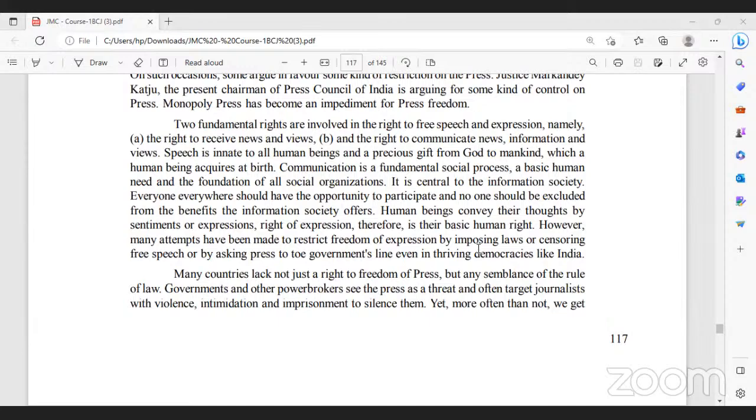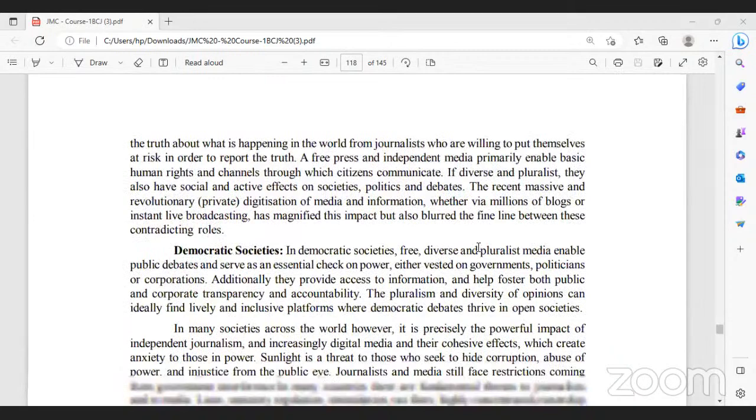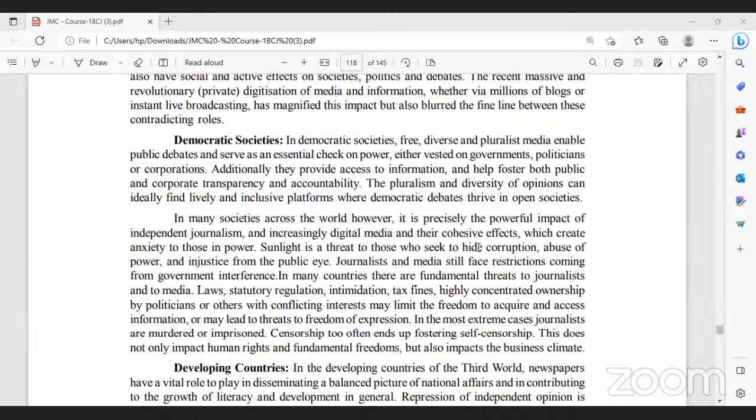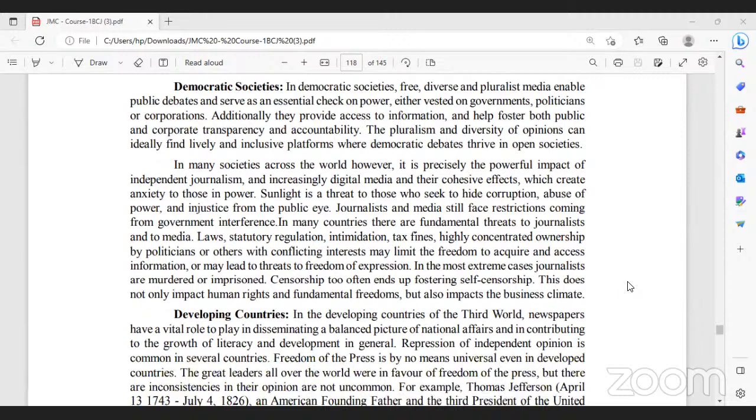Then what do we mean by democratic societies? Democratic societies in general can be defined as having a free, diverse, and pluralistic media that enables public debate and serves as an essential check on power. In many societies across the world, it is precisely the powerful impact of independent journalism and, increasingly, digital media that creates anxiety for those in power.